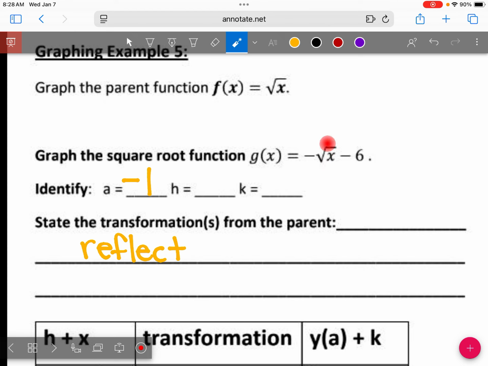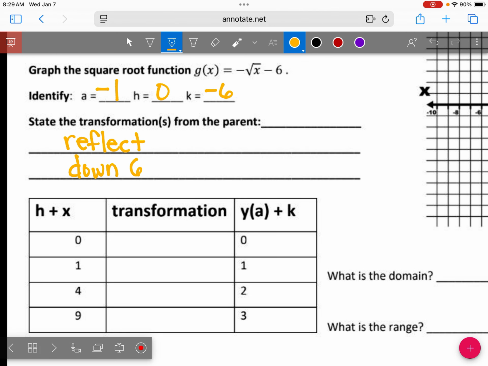Not 1, 0. So it's kind of tricky. If you don't see an A value, it's 1. But if you don't see a number for H or K, it's 0. Now the number in the back, that's -6, which is going to make it go down 6. So H is 0. And remember, H changes X. So there is no change to X. Because if you add 0 all the way down, that doesn't do anything. So my X values are still 0, 1, 4, 9.